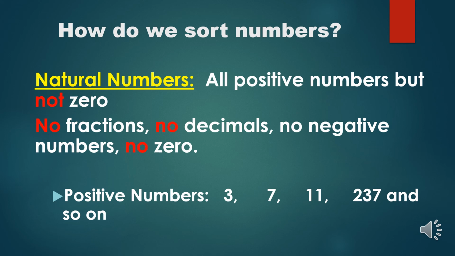Natural numbers are also part of the real number system. Natural numbers include all positive numbers, but not 0. Now you have a subset of real numbers that only includes the positive numbers. No 0, no fractions, no decimals, no negative numbers. Positive numbers only. Numbers that are greater than 0 are called natural numbers.